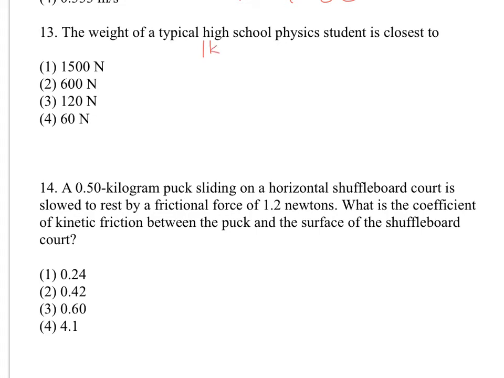One kilogram is equal to approximately 2 pounds. Okay. And we're given weights here in terms of newtons. So, first things first, we have to convert each of these to kilograms and then to pounds to see if it falls anywhere near our frame of reference.